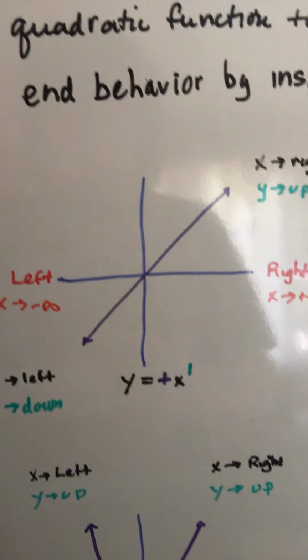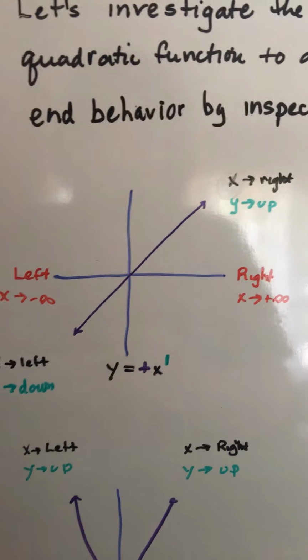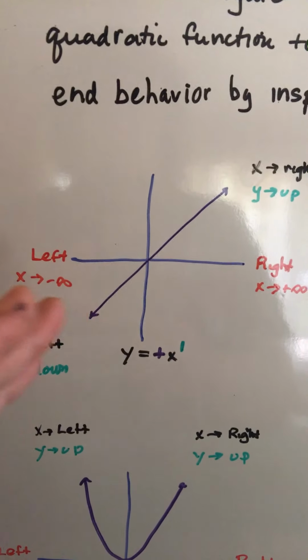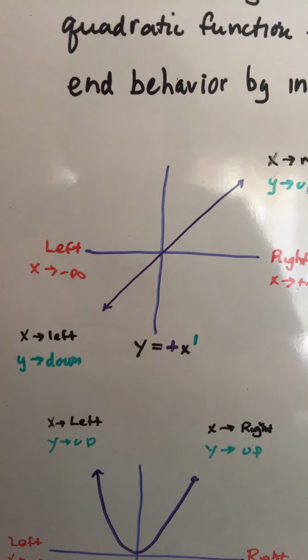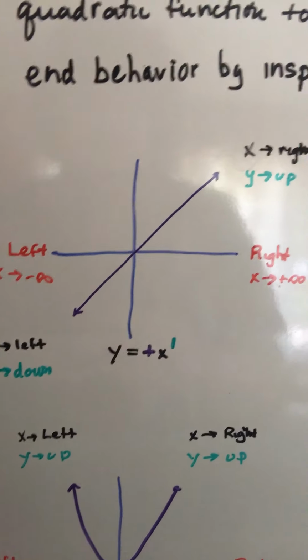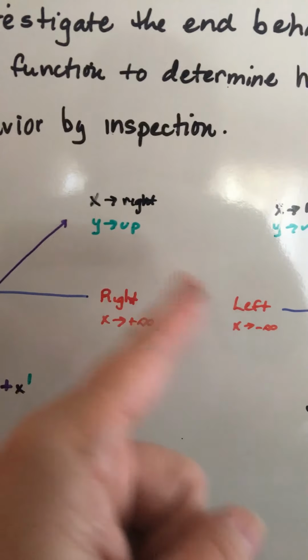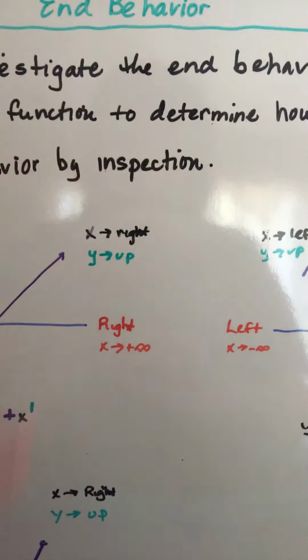Notice the function y equals x, leading coefficient positive, exponent is 1, which is odd. What happens? The left end is pointing down, so when x is heading towards negative infinity, y is heading towards negative infinity. When I'm moving right, that is, x is heading to positive infinity, my y's are going up, which would be going to positive infinity.